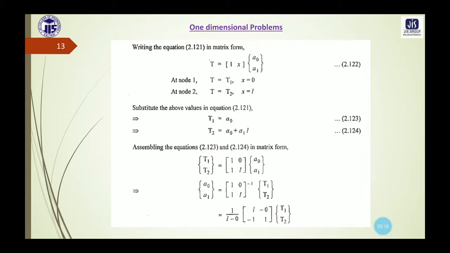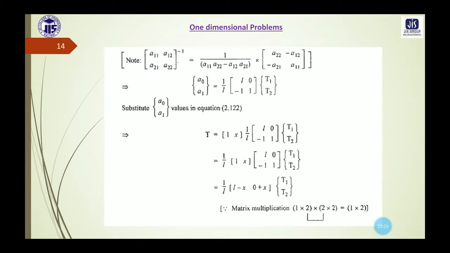So if we perform the matrix inverse here, this is actually the concept of the matrix inverse, so this is familiar to us. After performing the matrix inverse, we will get the column matrix of A0 A1 equals 1 by L, multiplied by the 2 by 2 matrix L 0 minus 1 1, multiplied by a column matrix of T1 T2.